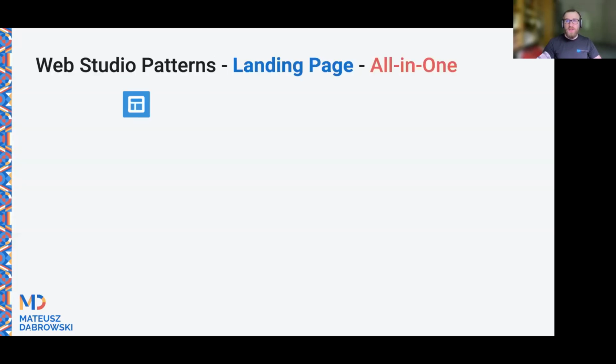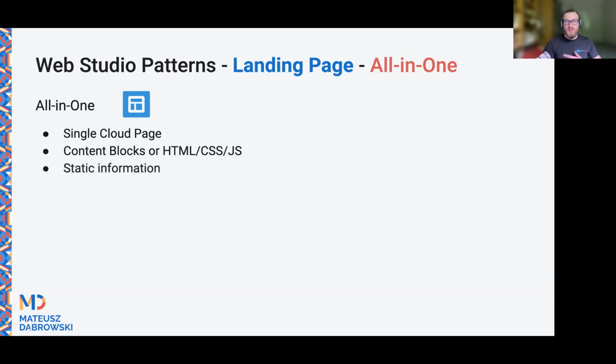So the first option is the simplest solution ever possible. All-in-one landing page. You are just creating a single cloud page. You are using either the drag and drop content blocks or HTML, CSS, and JavaScript all within one page. It just has static information that shows something. And this something can, for example, be a thank you page after submission or confirmation.